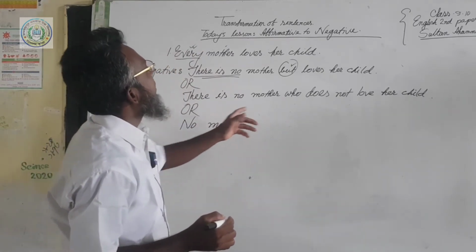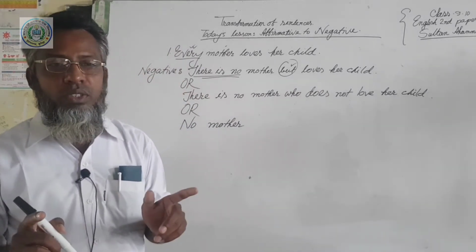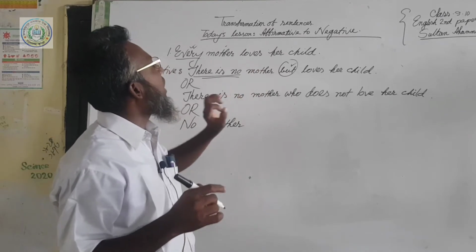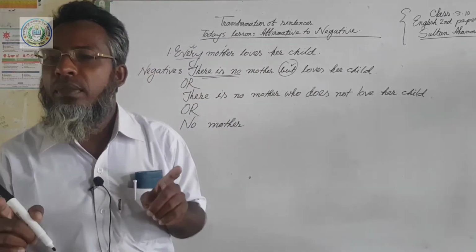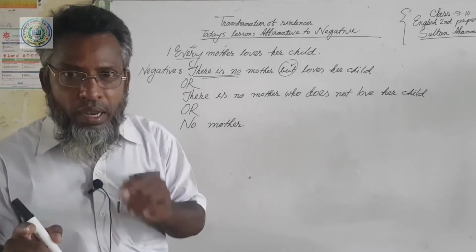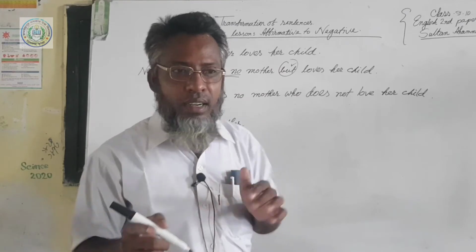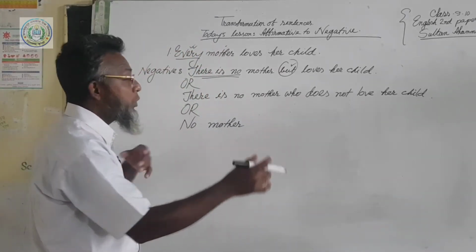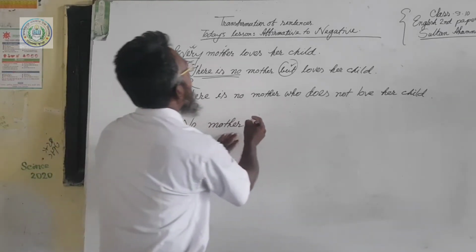Here I see love. So you have to use the negative word of love, that means the antonym of love. The antonym of love is hate. So kind, unkind. This is the rule.